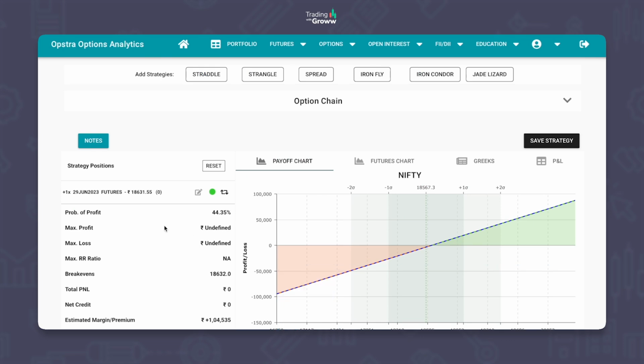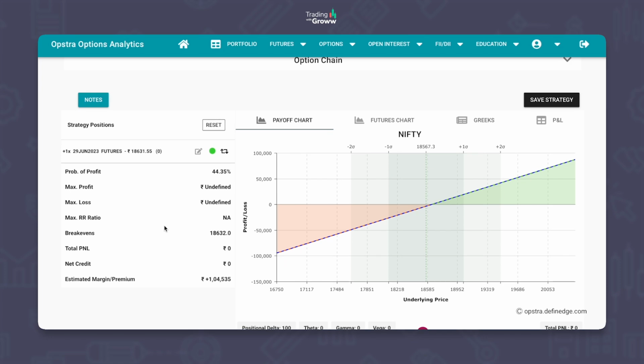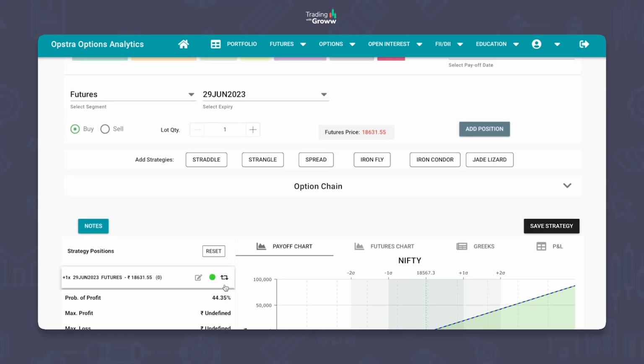So the maximum profit is undefined, the maximum loss is undefined, which means that as long as the market goes up, I tend to make higher profits. But if the market reverses and goes down, then I tend to make a very high loss. And the overall required margin is around 1,04,500 rupees. So this is your view where you state that the market is bullish.